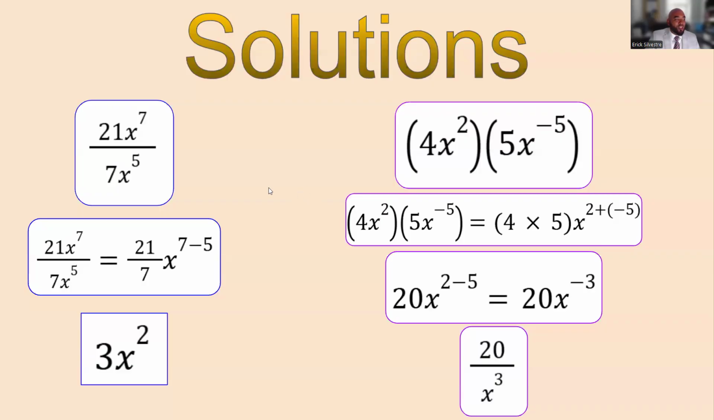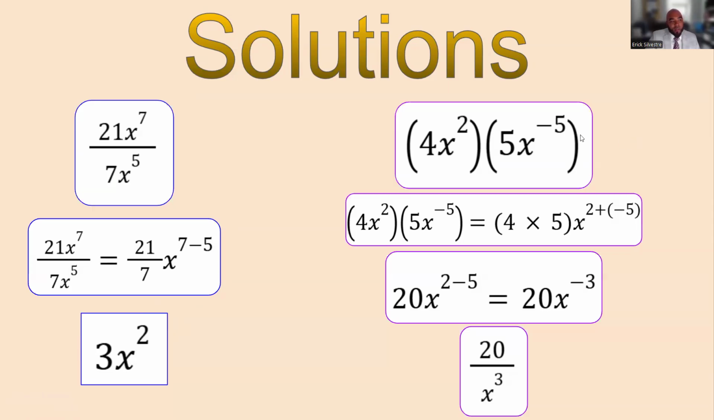If you take a look at the first one, 21x to the 7th power divided by 7x to the 5th power. I have my numbers, 21 and 7. I could just do the operation. 21 divided by 7 is a simple math operation. Then I have x to the 7th and x to the 5th. Since these are the same base, I will apply my quotient rule. So we have 21 divided by 7, and we have 7 minus 5. We know that 21 divided by 7 is 3, and 7 minus 5 is 2. So our final answer, our simplest form, becomes 3 times x to the 2nd power.